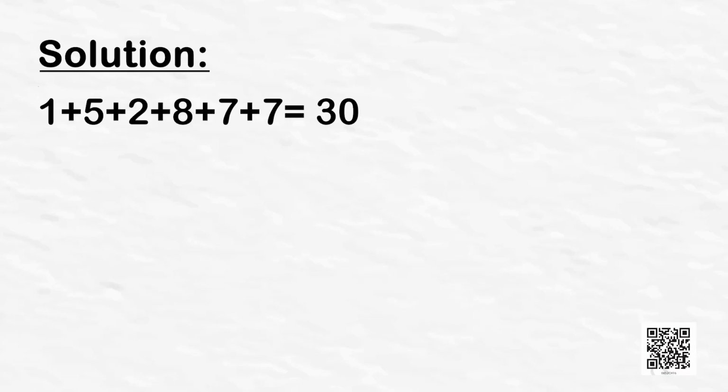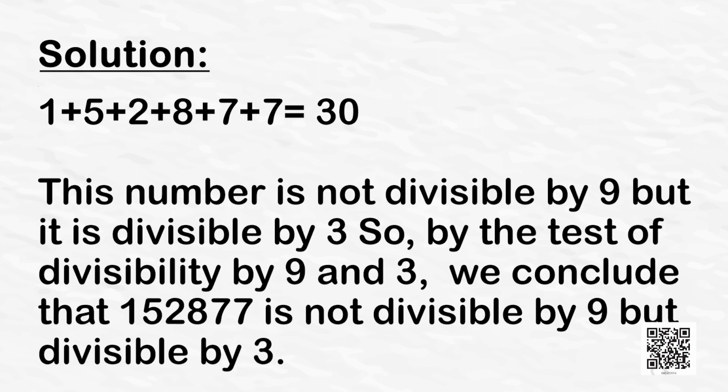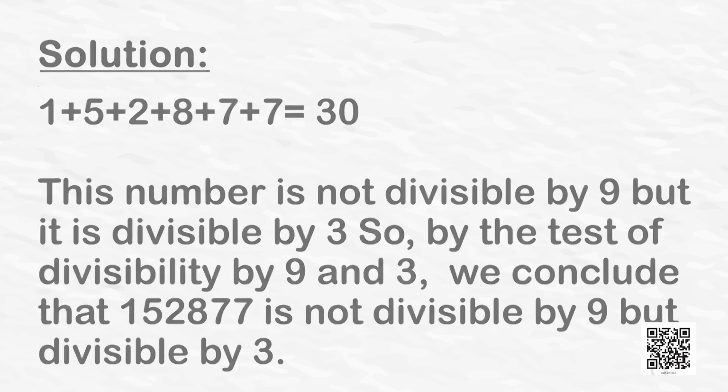Students, let us find the sum of the digits in the given number. The sum of the digits in the given number is given by 1 plus 5 plus 2 plus 8 plus 7 plus 7, that is equal to 30. This number is not divisible by 9, but it is divisible by 3. So, by the test of divisibility by 9 and 3, we conclude that 1,52,877 is not divisible by 9, but divisible by 3.